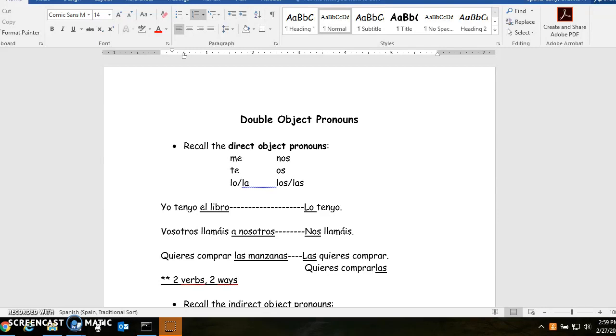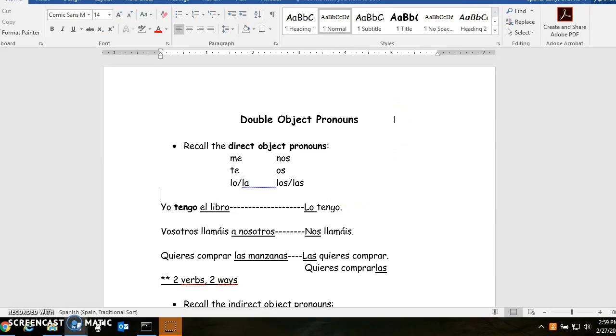I want to start us off by reviewing the direct object pronouns and the indirect object pronouns before we put them together. So let's start with this. Direct objects receive the action of the verb. So the first thing we need to do is always find the verb of a sentence and then ask ourselves who or what. So yo tengo el libro. What do I have? Who do I have? El libro is the direct object, and we're going to replace it with lo because it's masculine, put it in front of the verb, and it becomes lo tengo.